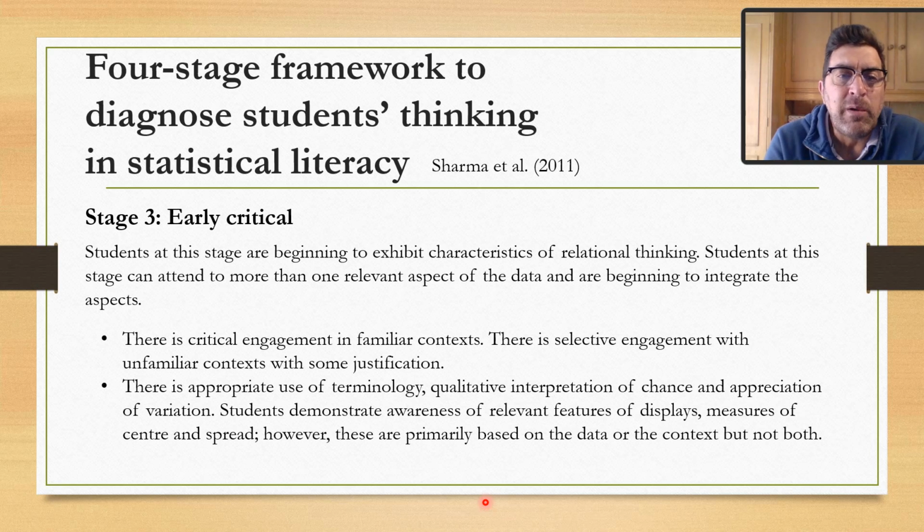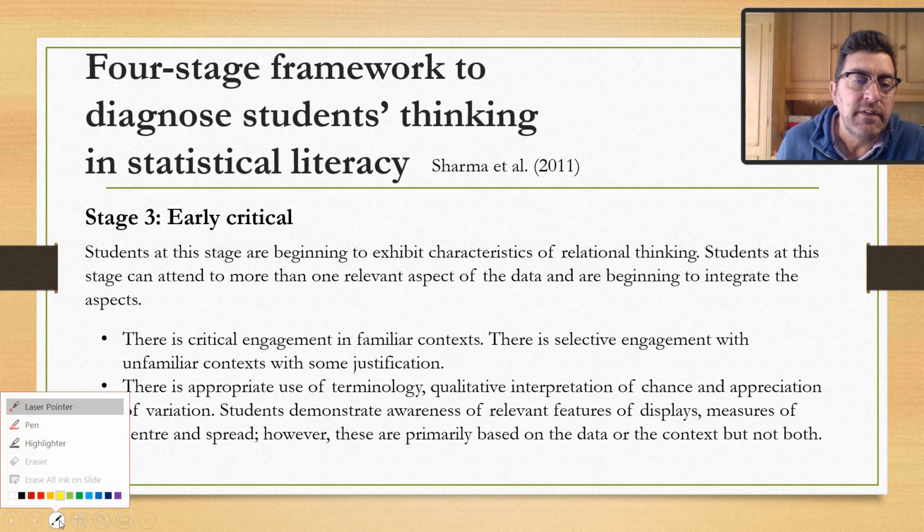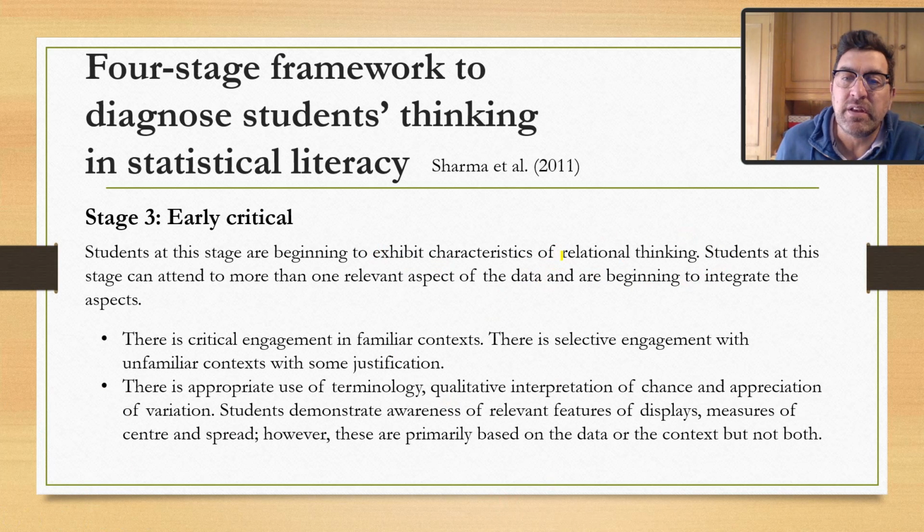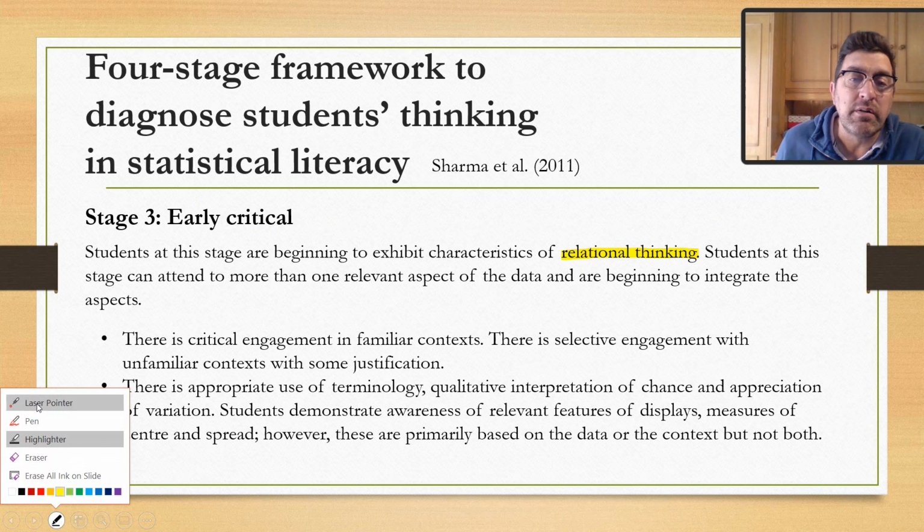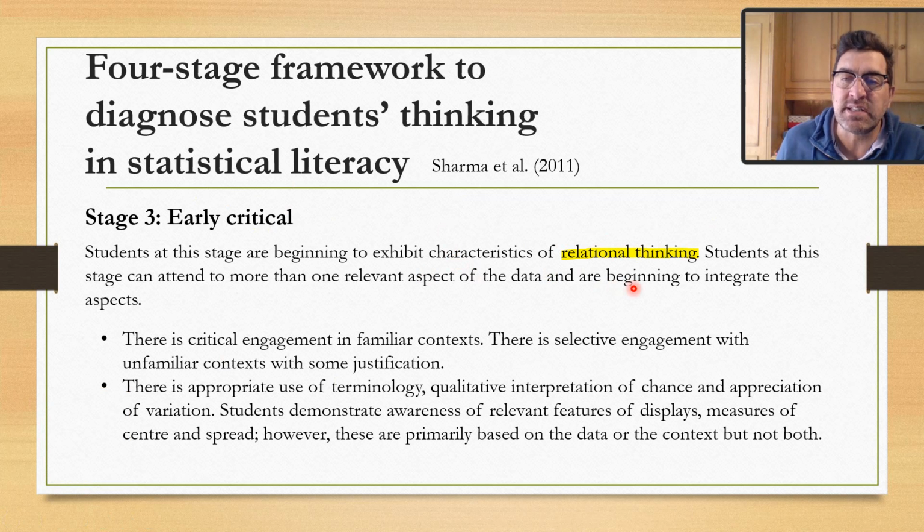Stage 3, the early critical stage. Students at this stage are beginning to exhibit characteristics of relational thinking. Now folks, that is big. At level 3, the early critical level, is where relational thinking is happening. Students at this stage can attend to more than one relevant aspect of the data and are beginning to integrate those aspects. Okay, let's see.